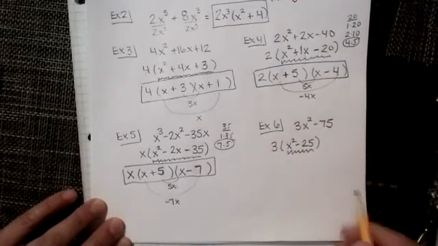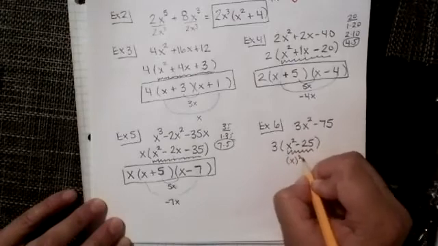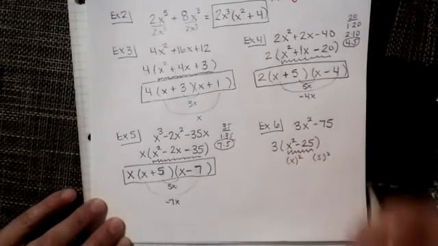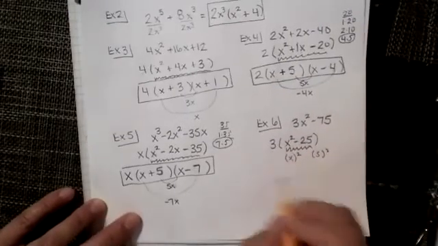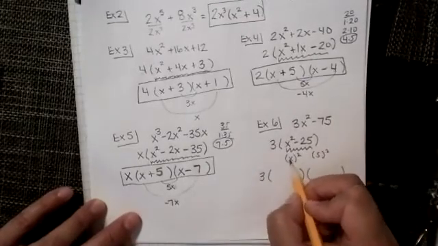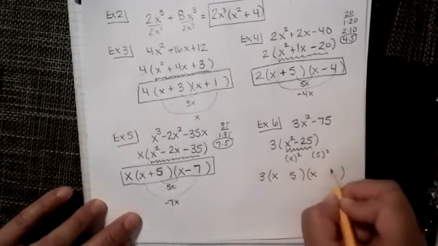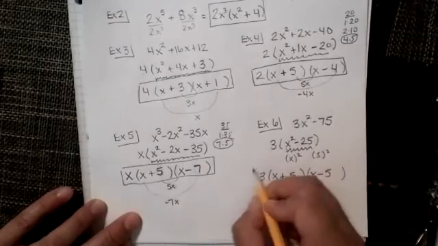This is a difference of squares. That's a square, minus in the middle. This is x squared, that is 5 squared, minus in the middle. Do not lose the 3 out in the front. Difference of squares: the first square is going to be the first term, the last square is going to be the last term. One plus, one minus.